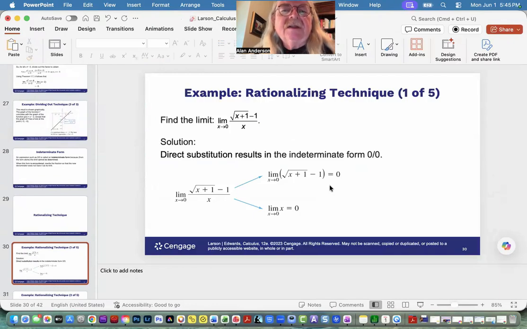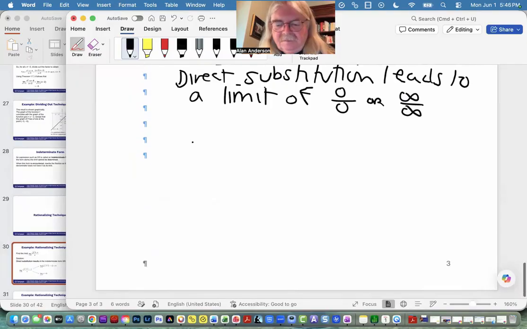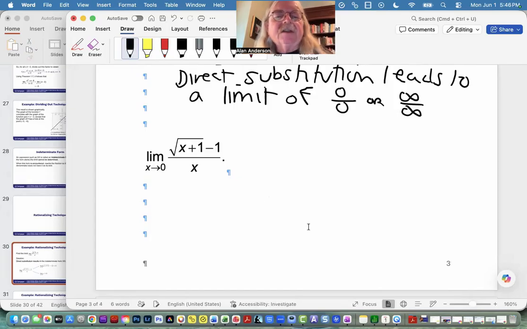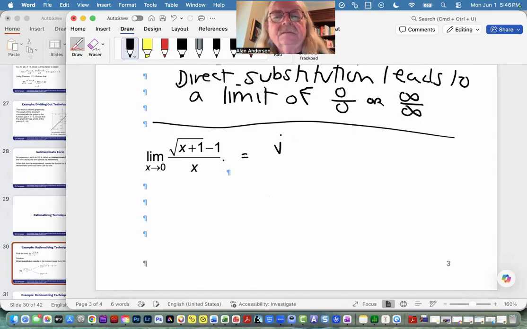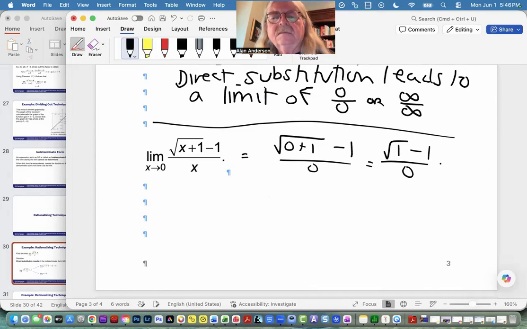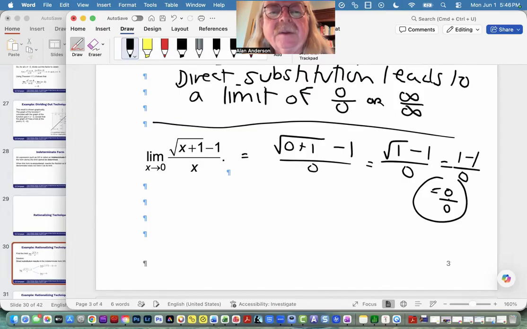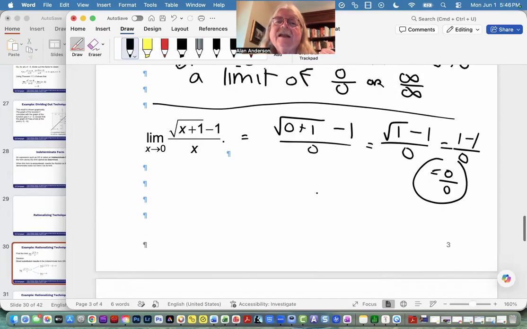Here's a good example. Let's take a look at this one. So here we've got a problem because direct substitution gives us 0 over 0. Let's prove it. Oh boy, that's exactly what we didn't want to see. So what do we do about it? Well, every case is a little different. Okay, so what are we going to do with this one?